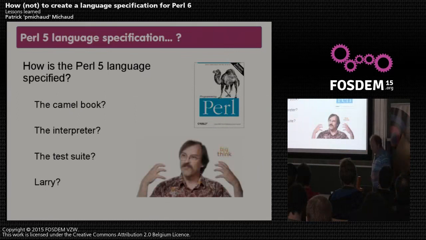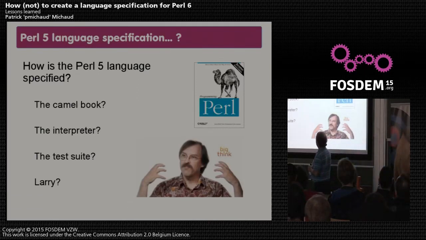So what is the Perl 5 language specification? How is the Perl 5 language specified? Is it by the Camel book? Or is it by the interpreter? Or is it by the test suite? Or is it by a brick wall? I mean, by Larry Wall. Anybody know? I know some people know, but where is the Perl 5 language specification? Yeah? Larry?